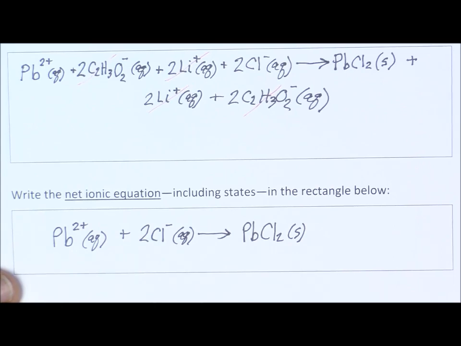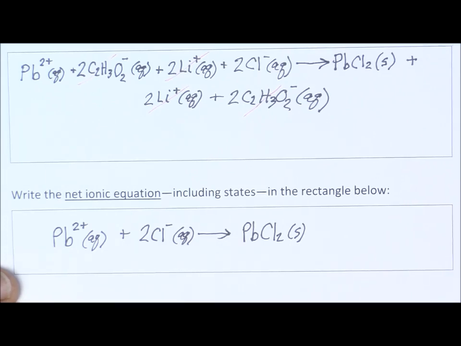First of all, the number of atoms of each element on each side. So we have a lead atom and a lead atom. 2 chlorine atoms, 2 chlorine atoms. So we're good from that point of view.